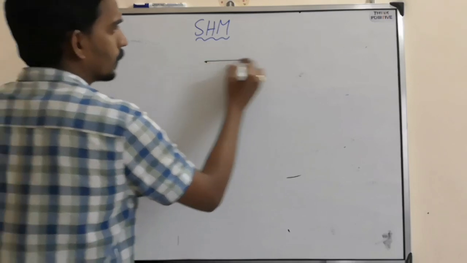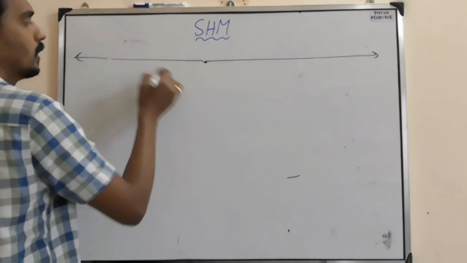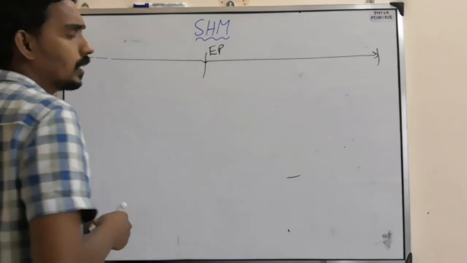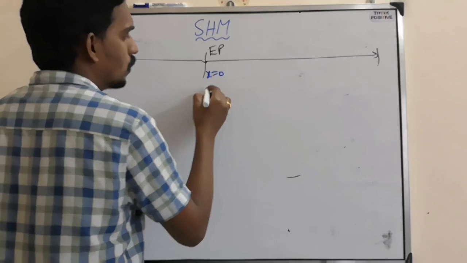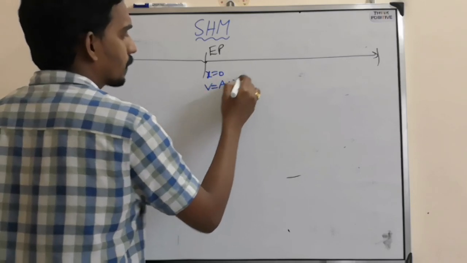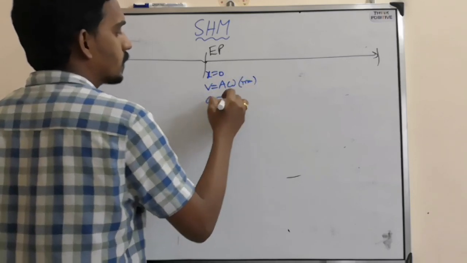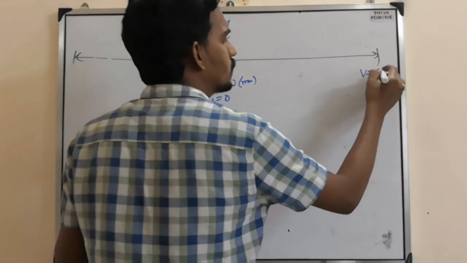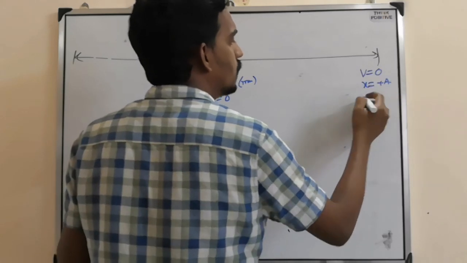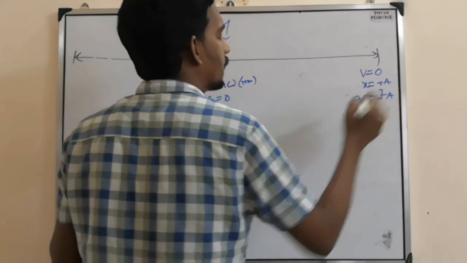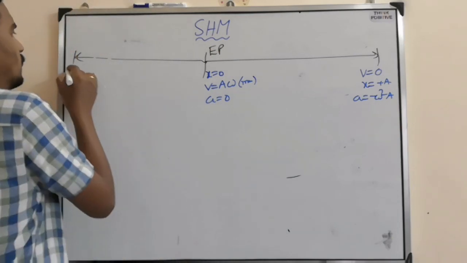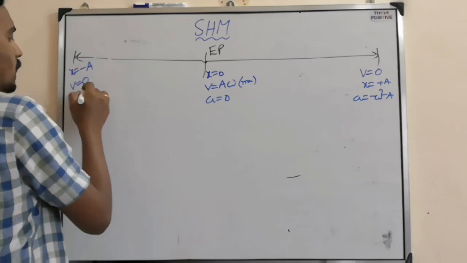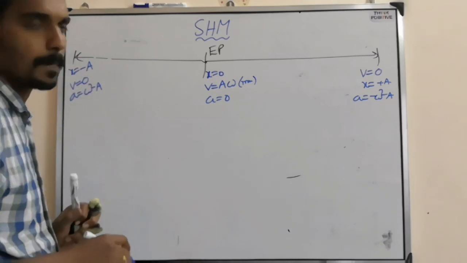So if you consider this is the SHM, between these two positions it is performing, and this is the equilibrium position, then here displacement 0, velocity maximum and acceleration 0. As displacement 0, acceleration also 0. And here velocity 0, displacement maximum, acceleration maximum but negative. And this side displacement maximum but negative, velocity 0, acceleration maximum but positive.